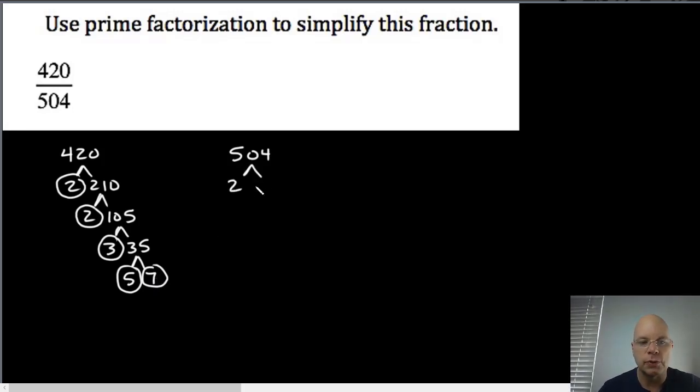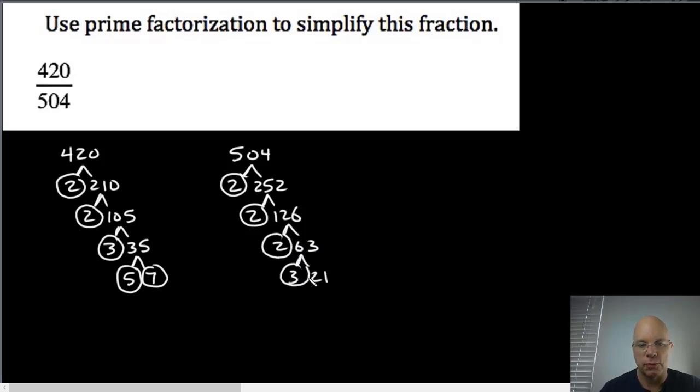504 is 2 252s. 252 is 2 126s. 126 is 2 63s. 63 is 3 multiplied by 21. And 21 is 3 multiplied by 7.